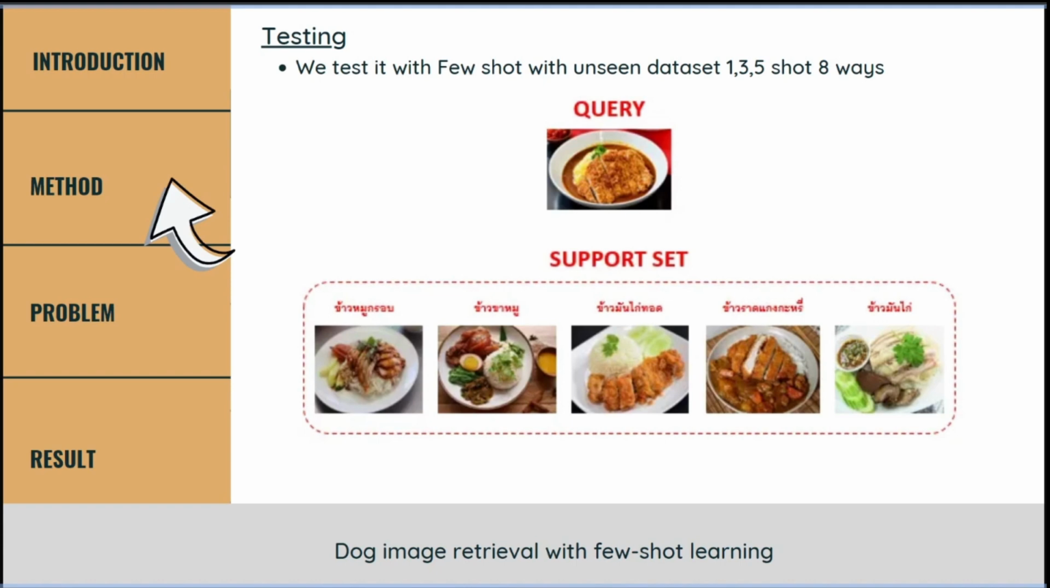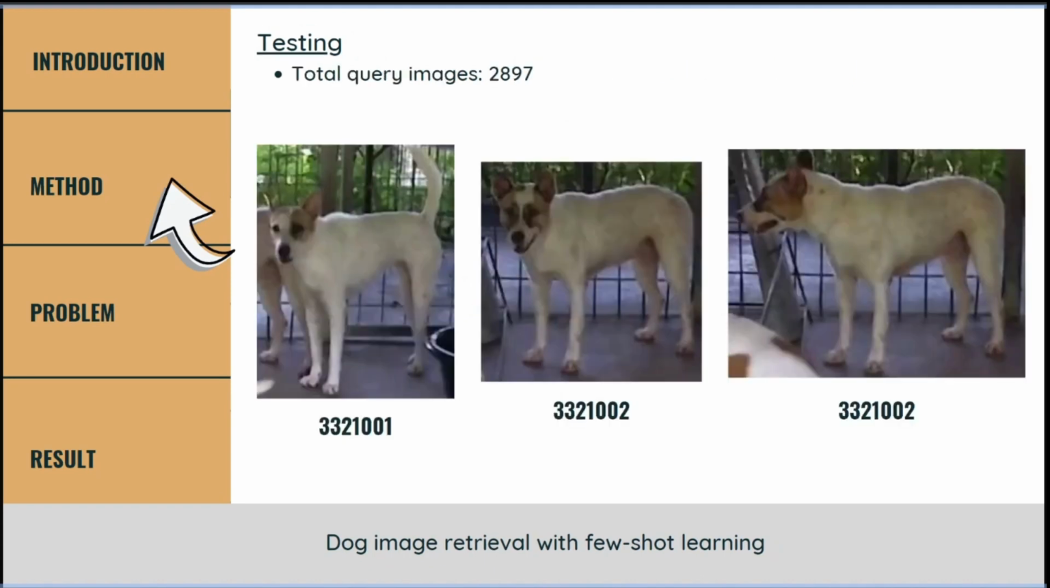For testing, we use a 1, 3, 5 shot 8-way approach. This means we have 1, 3, or 5 different images for each dog class, and the system will predict which of these different images is most similar to the input.